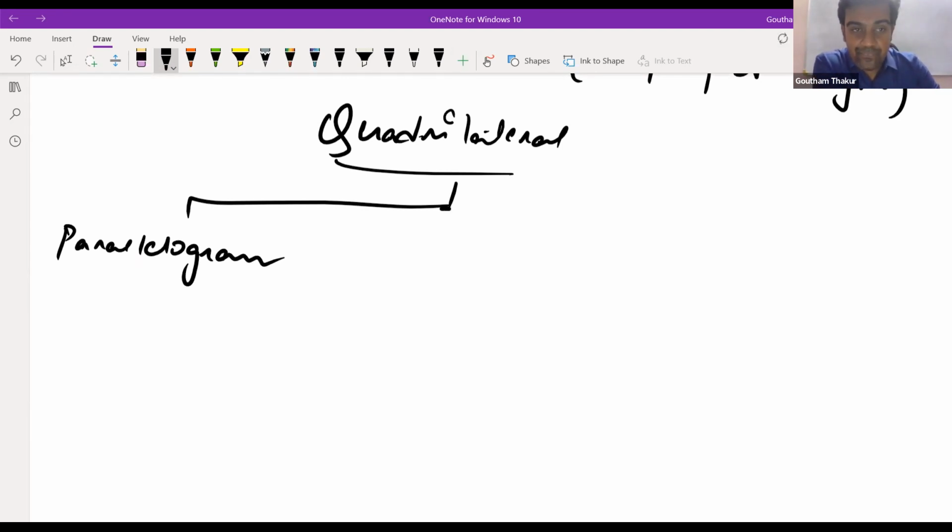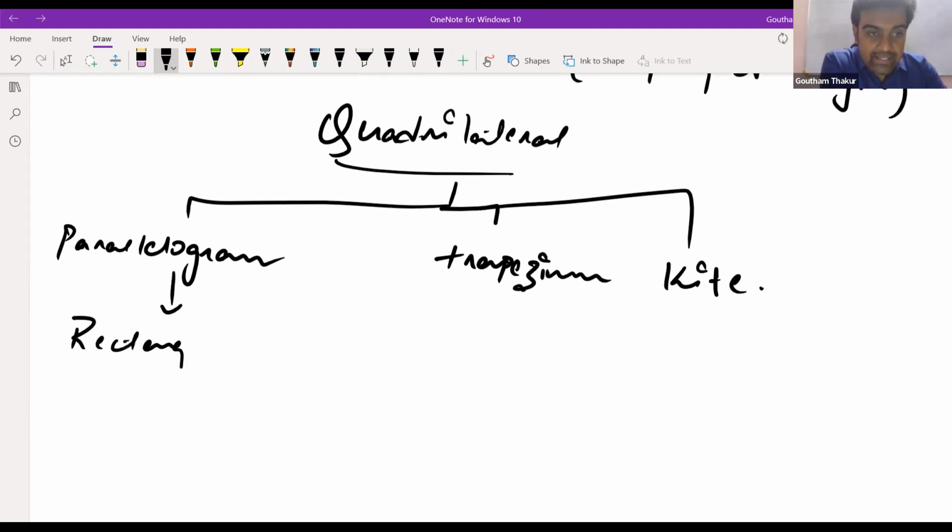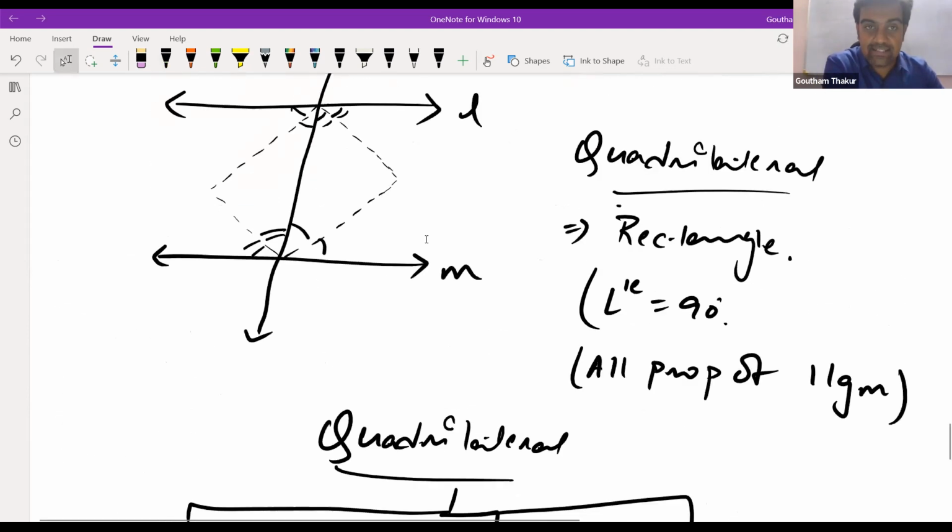Parallelogram, trapezium and kite. In parallelogram again, we have rectangle, square, and rhombus. Okay, let's quickly see this question. Why do I call this a rectangle?